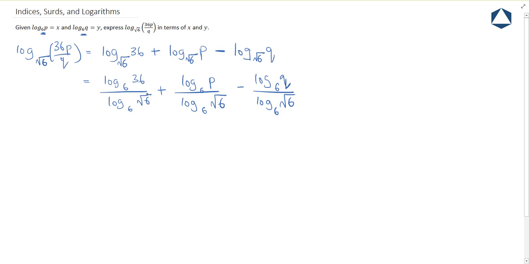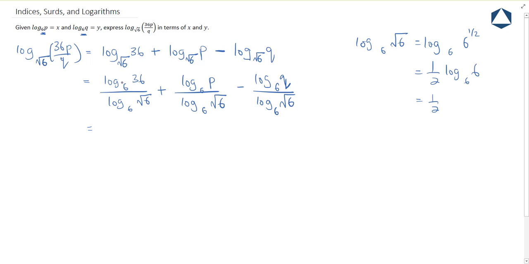Now for log square root of 6 to base 6, we can express this as log 6 to the power of 1 over 2 to base 6. So that's 1 over 2 times log 6 to base 6. We can bring the power down as a coefficient. So log 6 to base 6 is equal to 1. So that is equal to half. So all of these denominators will be equal to half.